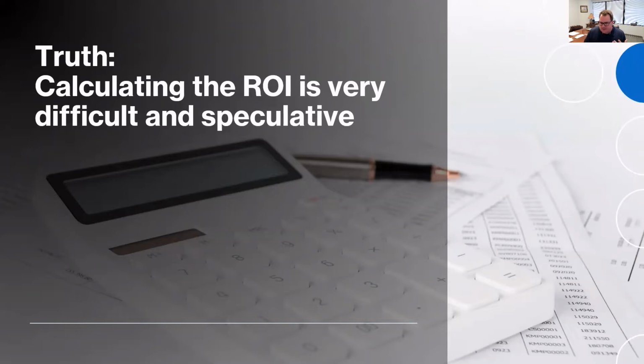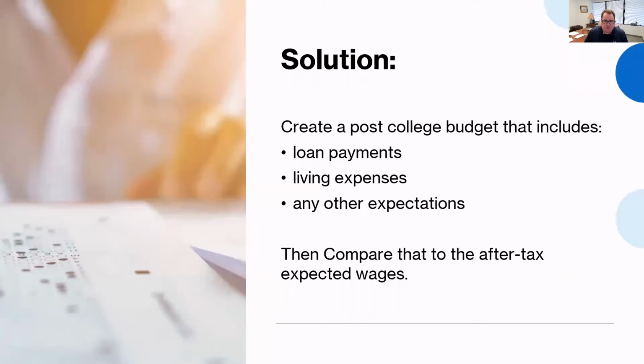So Mike, I've just told you that, hey, it's actually really hard to calculate the ROI, and it's incredibly speculative, and it may not be representative. So what do we do instead? I think the best way for parents and grandparents and students to make sure that they've looked at the roundness, the fullness of the decision-making process is to create a post-college budget.